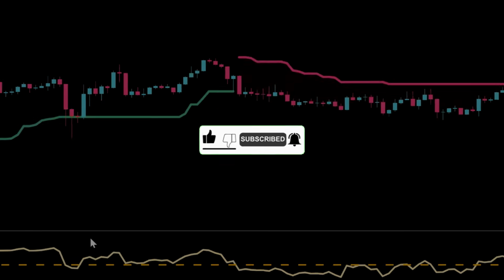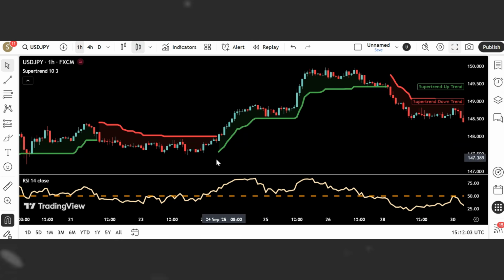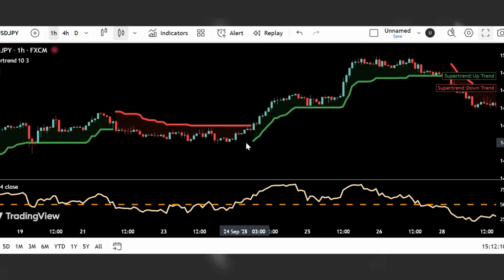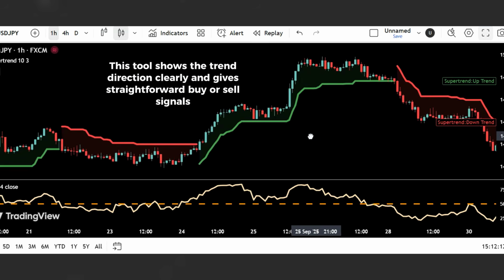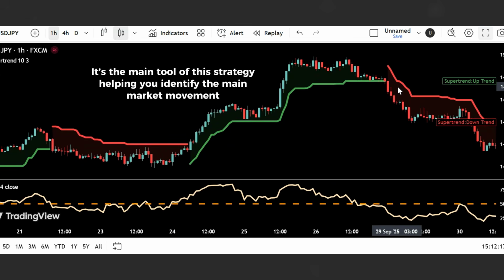Let's get started. What you need. First, let's see what you need to trade this strategy effectively. You will need the Supertrend indicator, which is usually based on ATR. This tool shows the trend direction clearly and gives straightforward buy or sell signals. It's the main tool for this strategy, helping you identify the main market movement.